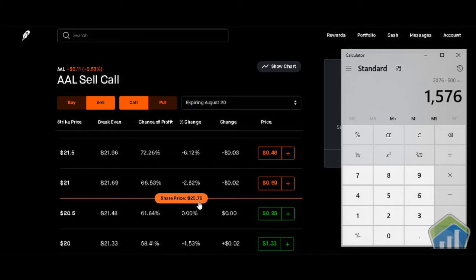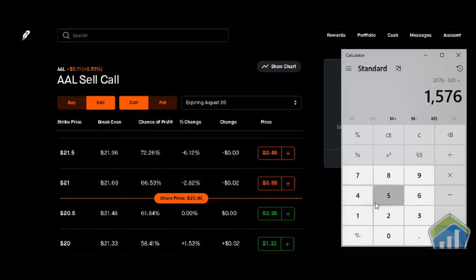$20.76, you could sell off your shares at $20.76 and still pick up an extra $500. So you would actually come out the deal ahead. You got what I'm saying? You would actually come out the deal ahead, right? You would make some money off this particular deal, right?